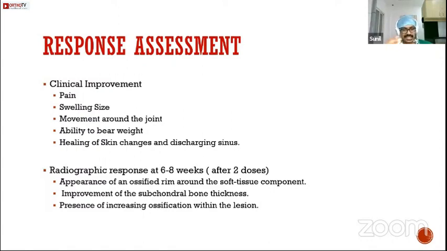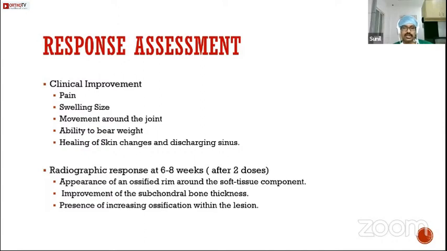If the patient has any skin changes because of stretching of skin or discharging sinuses, we can assess the response by assessing whether it has healed better or not. So, how do we radiologically assess response? It's usually done between 6 to 8 weeks. That is usually after 2 doses. So, after every 2 doses, we need to assess the response.